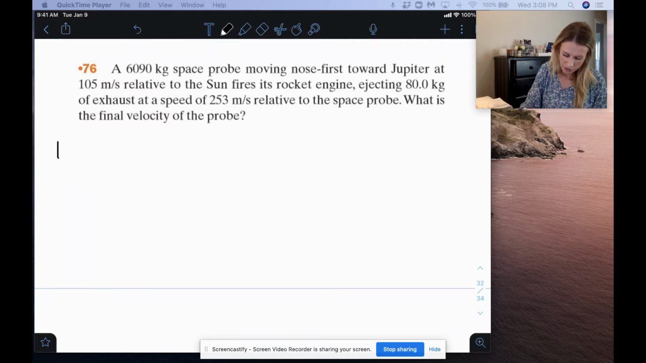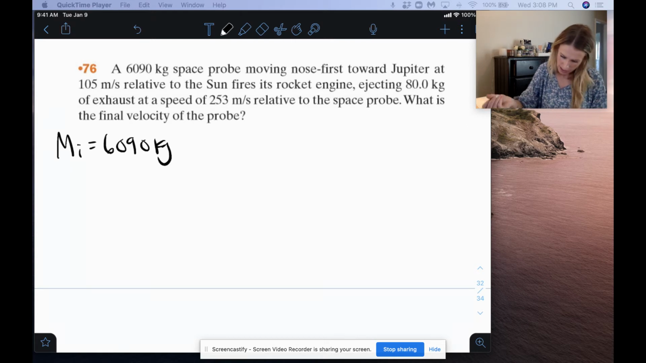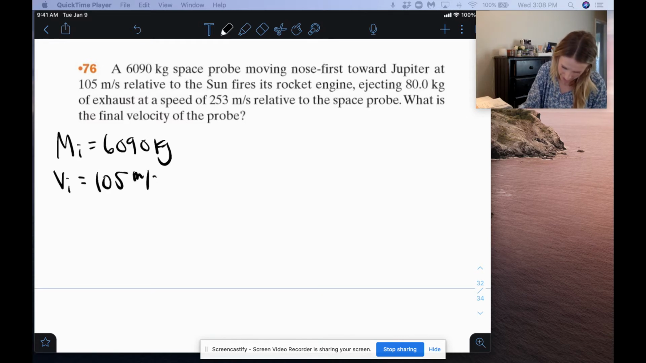So our initial mass is 6,090 kilograms. And then our velocity of the space probe is 105 meters per second relative to the sun. So that's just going to be our actual velocity because the sun is like an outside observer, right? So initial velocity is 105 meters per second.